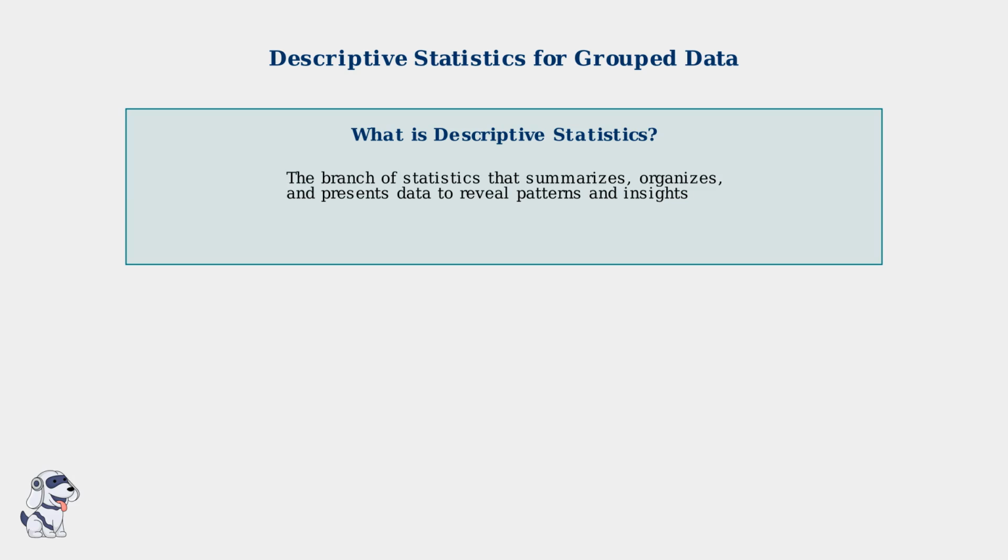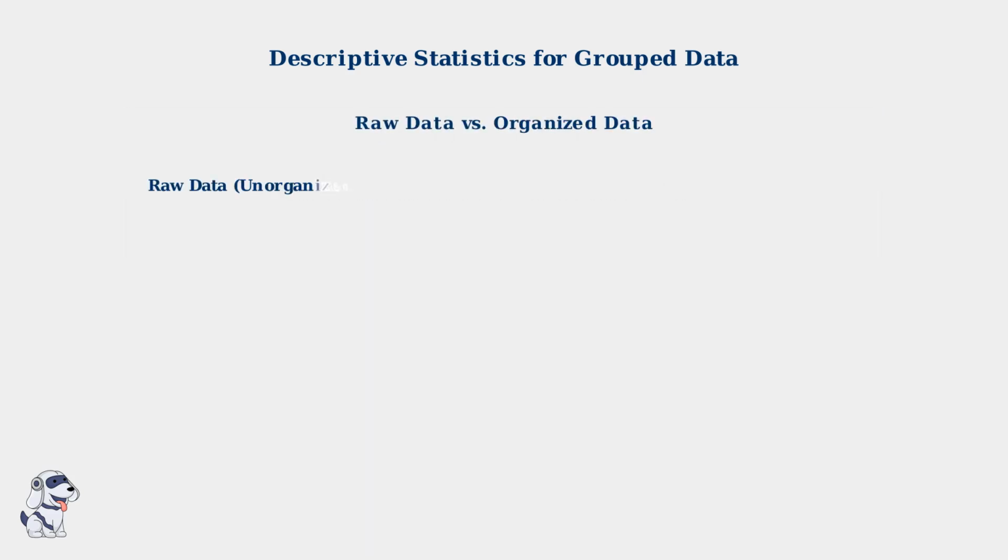Rather than looking at thousands of individual data points, descriptive statistics helps us see the big picture through measures like averages, ranges, and distributions. Consider the difference between raw data and organized data. On the left, we have individual data points scattered without clear structure. It's difficult to identify patterns or draw conclusions from this format.